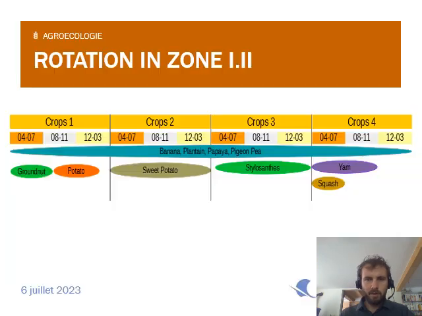Okay, so in this zone we have the perennials staying the whole time, so banana, plantain, papaya and pigeon pea. And then we alternate different annuals. So in this case we have groundnut, then potato. Next year we have sweet potatoes. Then we have a green manure to recover, Stylosanthes. And then we have a demand crop, yam with pumpkin, in the last year.